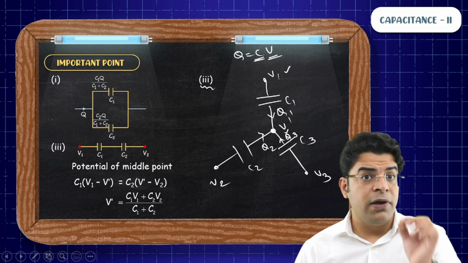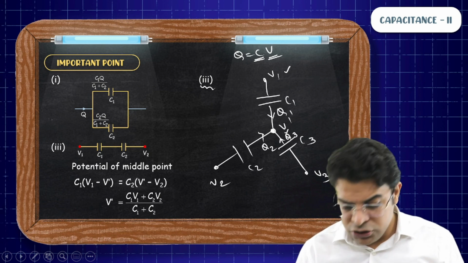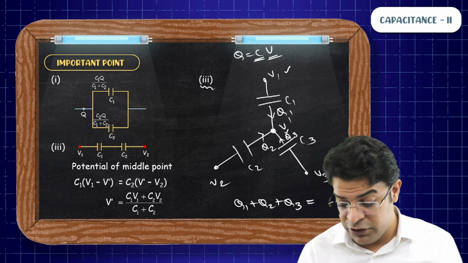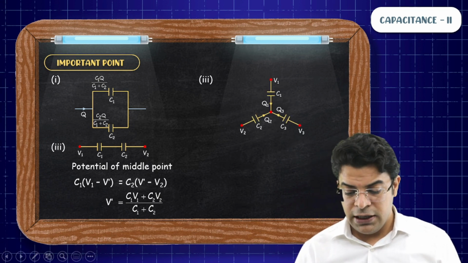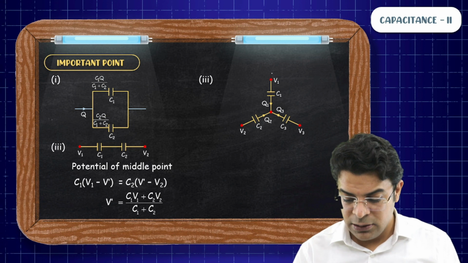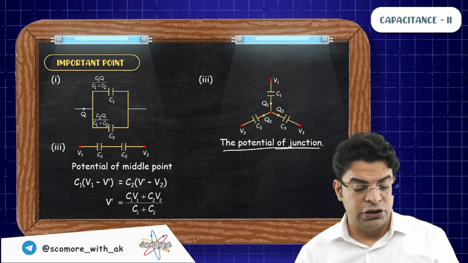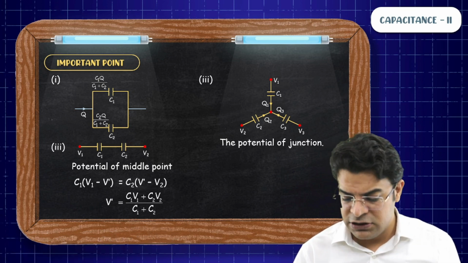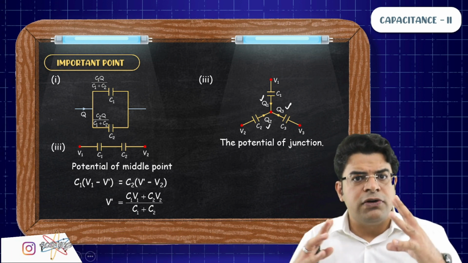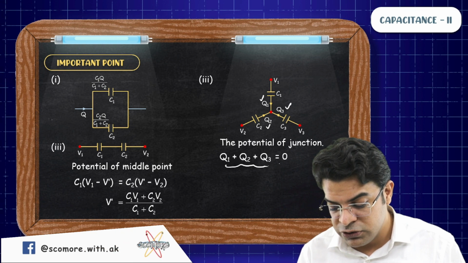I can say from KCL, the charge coming towards the junction has to be the same as the charge going away from the junction. So the charge coming towards the junction, Q1 plus Q2 plus Q3, has to be the same as the charge going away from the junction, which is 0. So now here we can place three capacitors of capacitance C1, C2, C3. And let's say the potential of these three points are V1, V2, V3. Our mission is to find the potential of the junction. So we have assumed that the charge flowing through the three lines is Q1, Q2 and Q3. And since we know that the charge coming towards the junction has to be the same as the charge going away from the junction, Q1 plus Q2 plus Q3 has to equal 0.